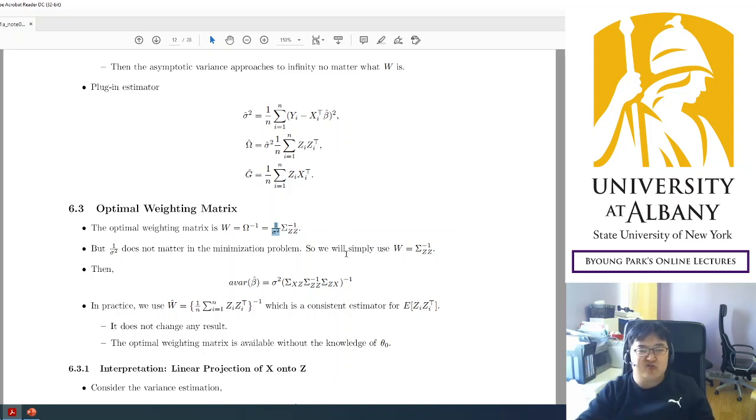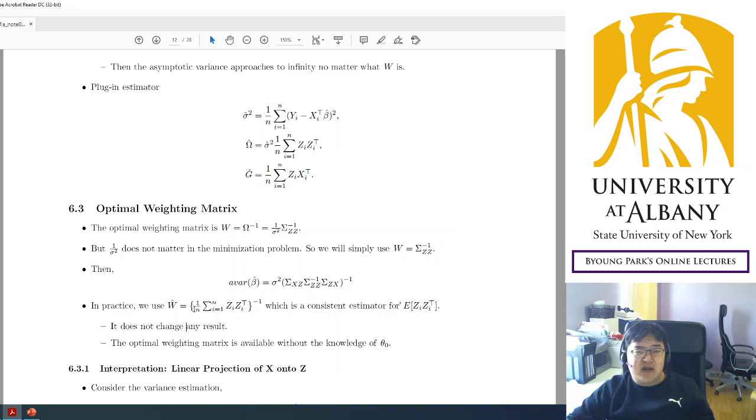So multiplying 2 or not does not change the result. So the correct answer is that you don't need to care about this. So forget about sigma squared. Multiplied constant does not matter in the minimization problem. Therefore, in practice, you may use this weighting matrix.